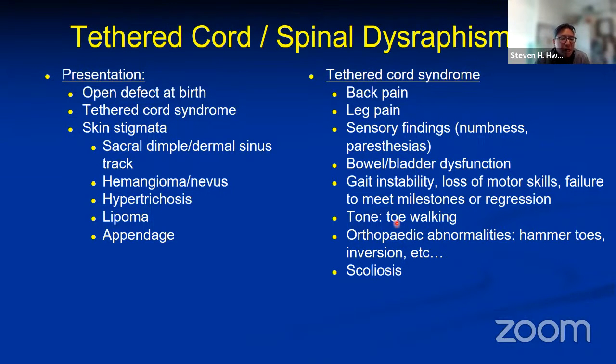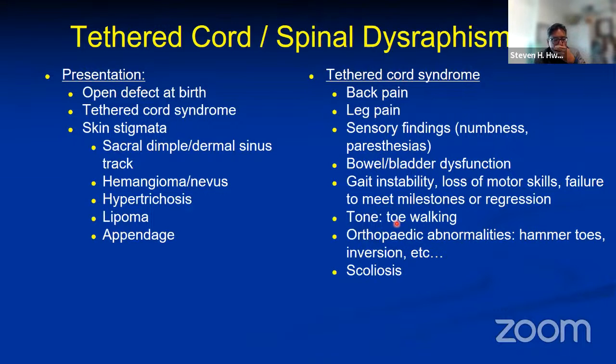Tethered cord is a little different. Obviously, it's also a very heterogeneous diagnosis. So spinal dysraphism in general can be anything from myelomeningocele, diagnosed at birth, to tethered cord, to fatty filum. So they're kind of different extremes and can present with different things, from obvious skin stigmata, such as a dimple, a sinus tract, a hemangioma, hypertrichosis, lipoma, and appendage. And the symptoms obviously can vary from back pain, leg pain, any nerve-related issues such as sensory abnormalities, bladder problems.